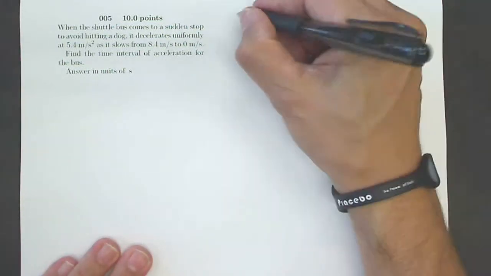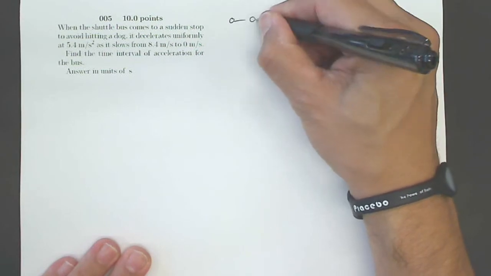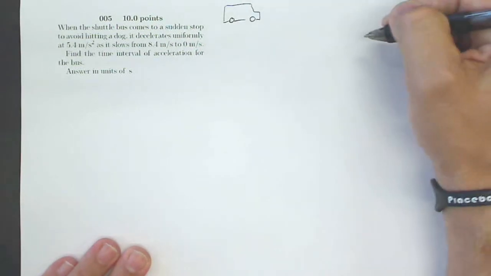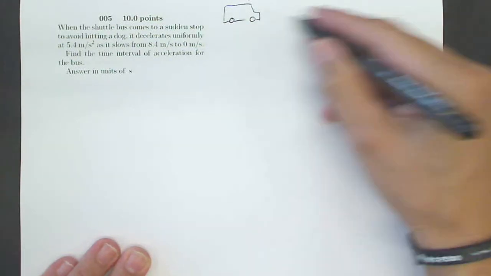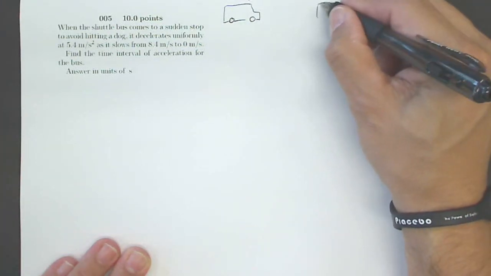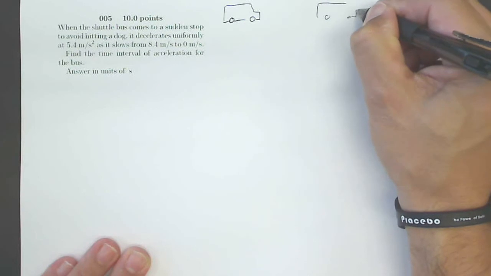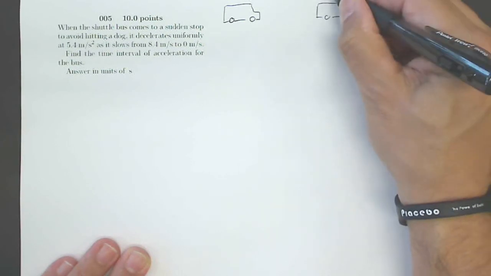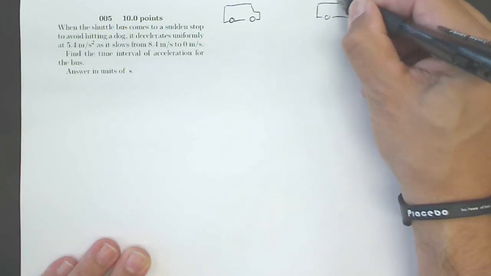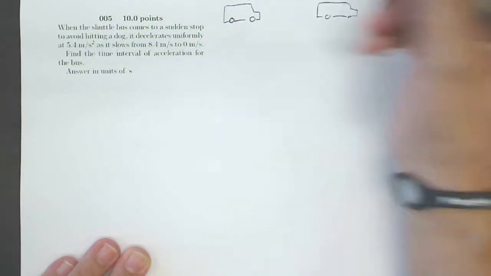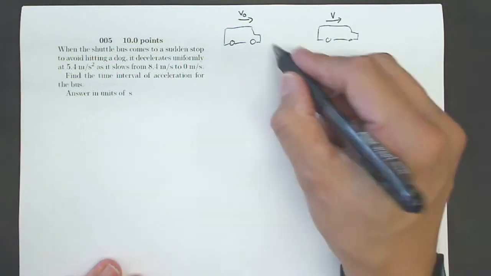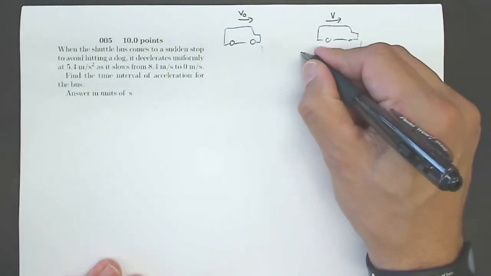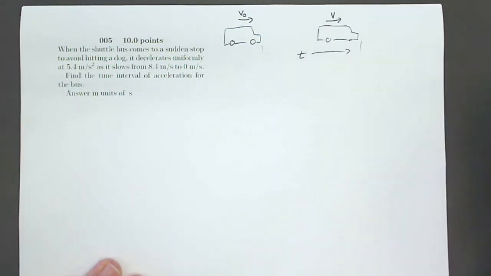Well, that's a little confusing. Let's see what's happening. I've got a bus that's zipping along at some initial speed. Later on, it's trying to avoid hitting the dog, so that same bus is going to have a new velocity. This one is my initial velocity, let me make it v0, and this is my later velocity, v. And it does that deceleration over some period of time to get from point A to point B.